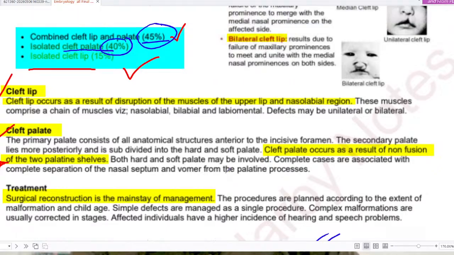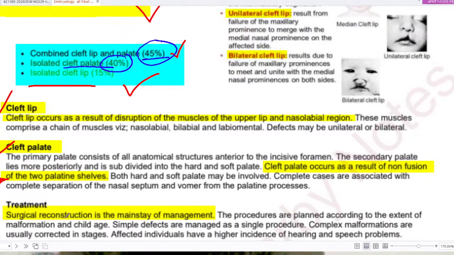That's why cleft lip occurs as a result of disruption of the muscles of the upper lip and nasolabial region. Okay, only this much you have to remember. It occurs as a result of disruption of the muscles of the upper lip and the nasolabial region. Okay. Cleft palate occurs as a result of non-fusion of the two palatine shelves.